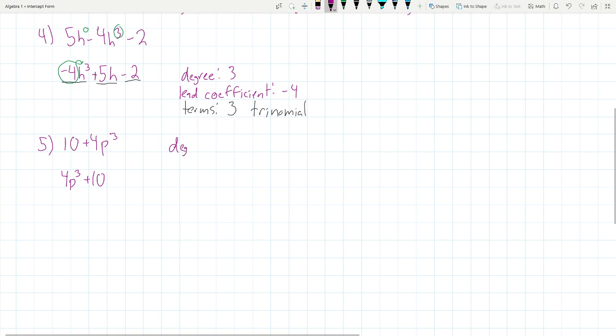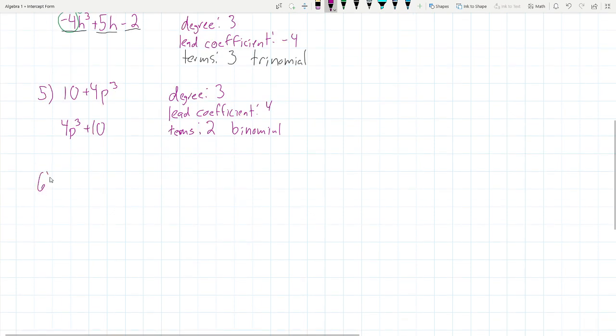The degree for this is 3. The lead coefficient is 4. And the terms, I look at it and I go, there's 1, there's 2, so I know there's 2 of them, so that tells me that's a binomial.